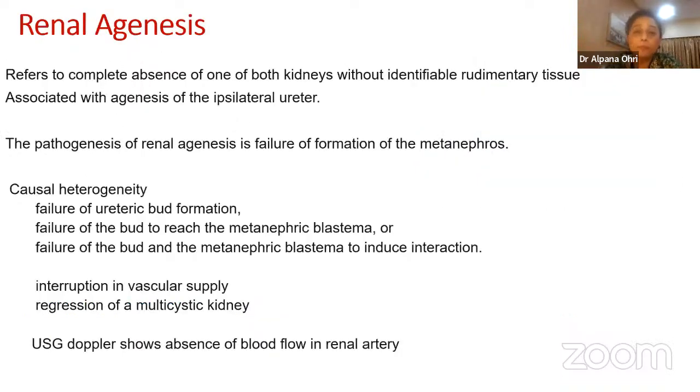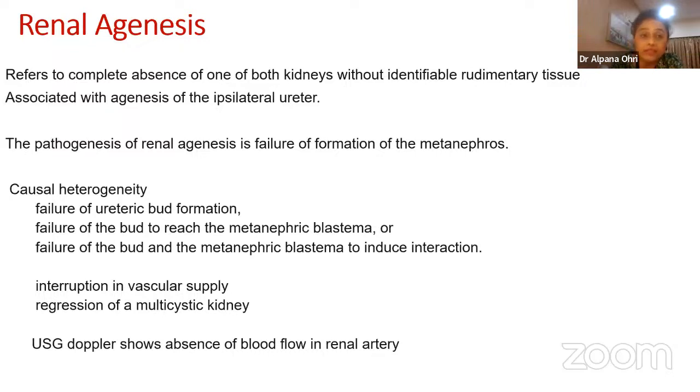Going to the topic proper, the most important and the most devastating of all the malformations is renal agenesis. Renal agenesis refers to complete absence of one or both kidneys without identifiable rudimentary tissue. It is associated with agenesis of the ipsilateral ureter, and the pathogenesis is failure of formation of the metanephros.